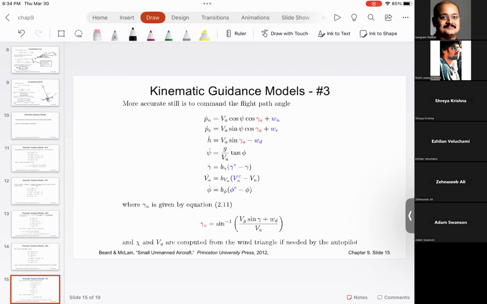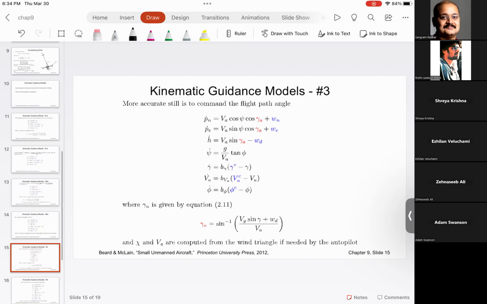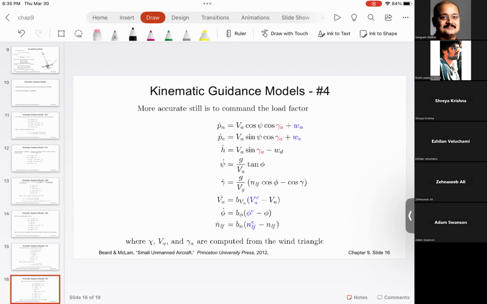So you have pn dot, pe dot, h dot, psi dot, gamma dot, Va dot, and phi dot. These are the different equations that need to be implemented sequentially inside the autopilot. And then if you want to go even further, you can add the load factor and supplement this with the equation for the load factor, which is given over here. And that gives you an even more accurate model.